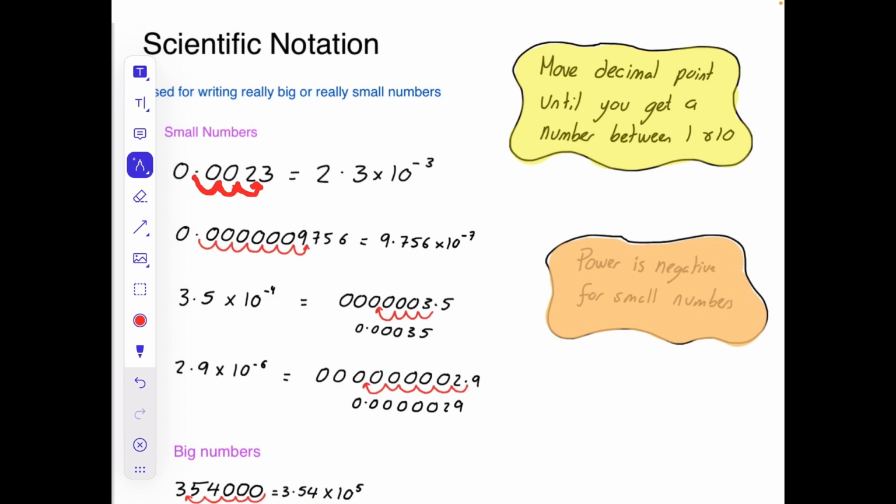So obviously 0.0000009756 is a really, really small number. So to write that in scientific notation, we're going to move our decimal point 1, 2, 3, 4, 5, 6, 7 places. If we move it to there, we get the number 9.756, which is a number between 1 and 10. And then count how many places you move the decimal point. So you moved it 7 places. It's a really small number, so it is a negative sign. So a negative 7. Okay, it'll always be by 10.